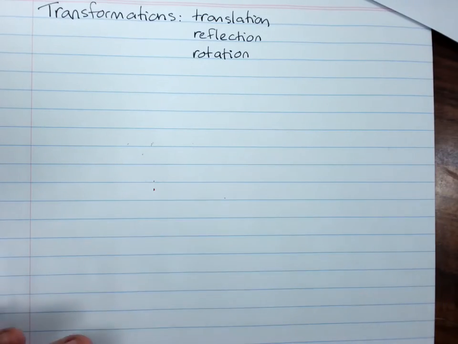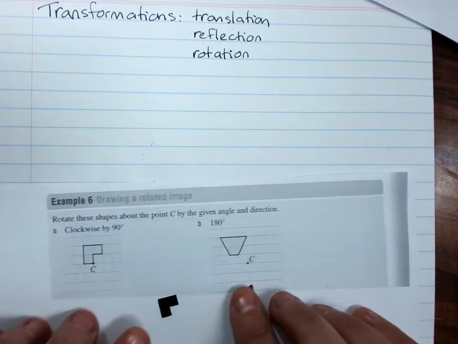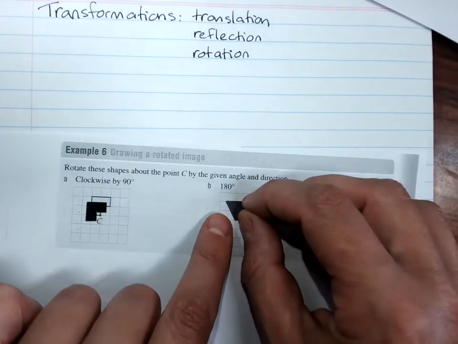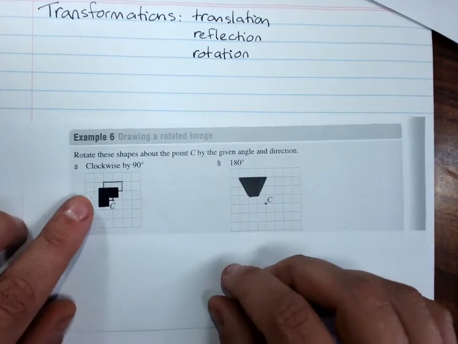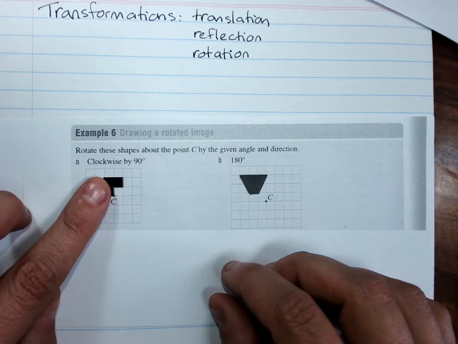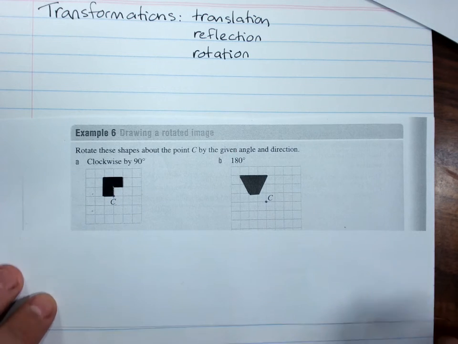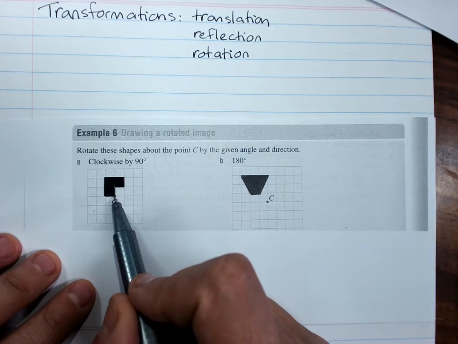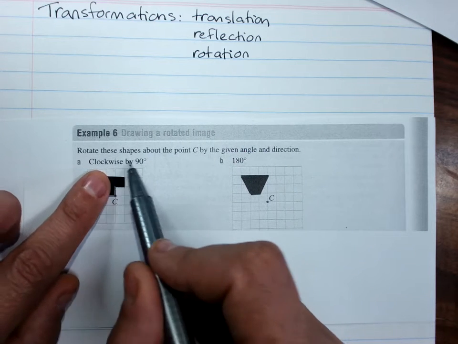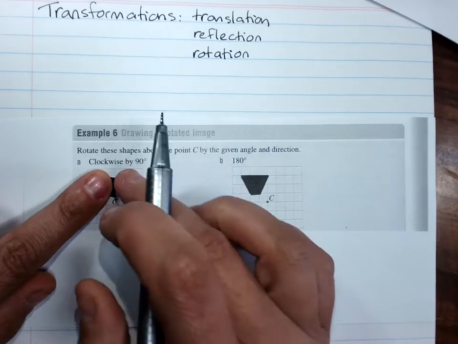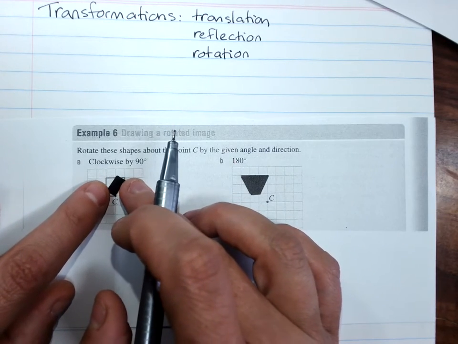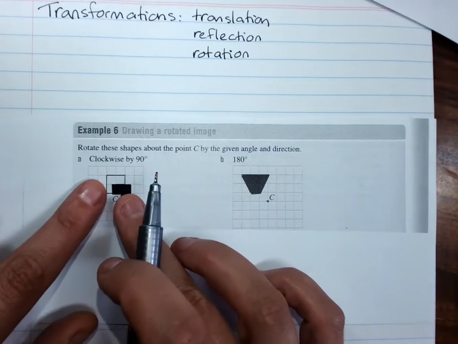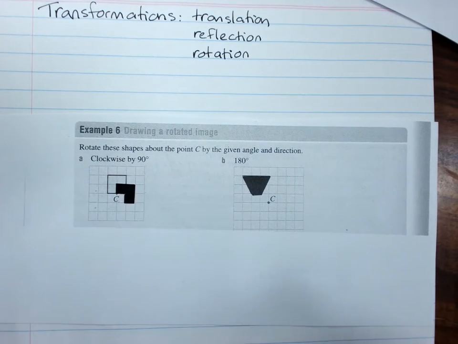And the last one is rotation. And rotation is as if we had a shape where it is and we pin it down at a particular point. This is point C, and it says rotate clockwise by 90 degrees, and we keep point C where it is and go clockwise by 90 degrees and we'll get a transformed shape.